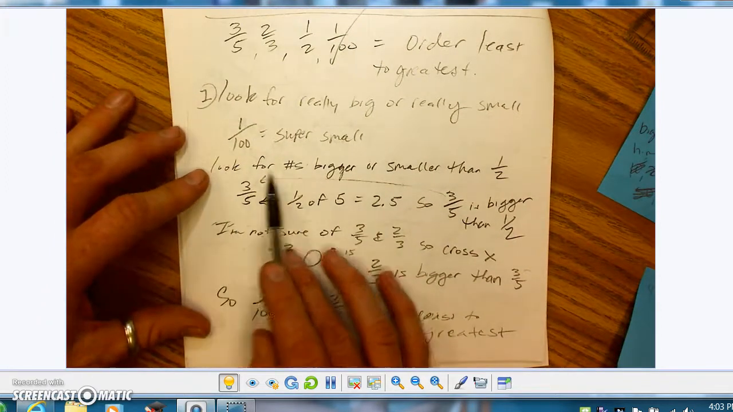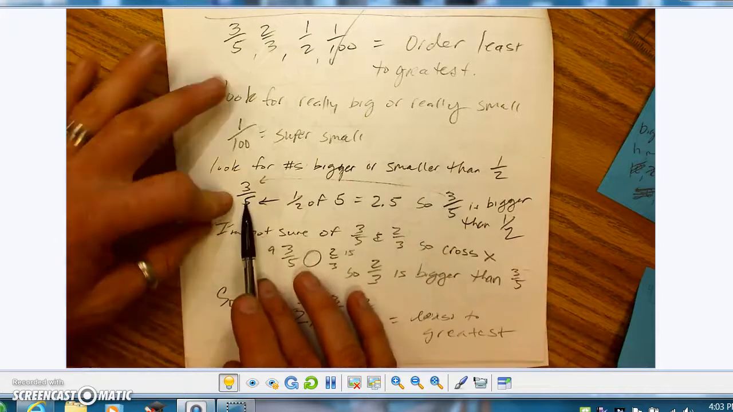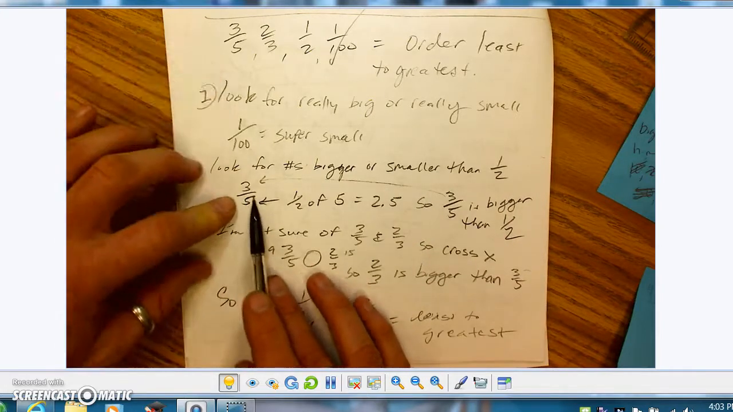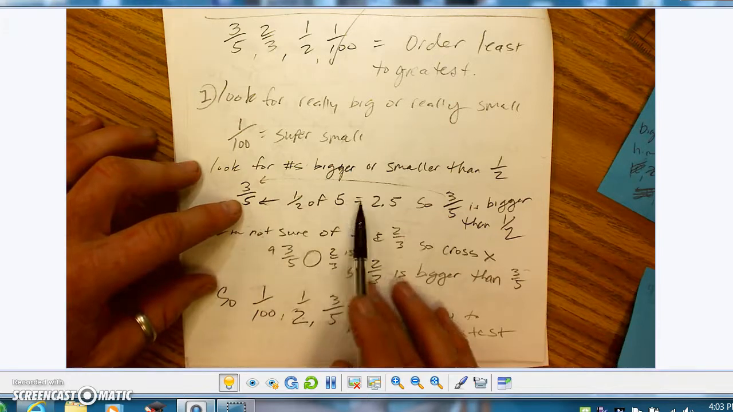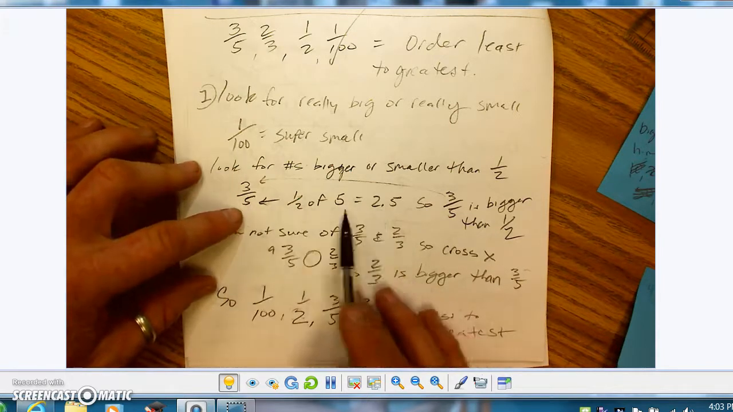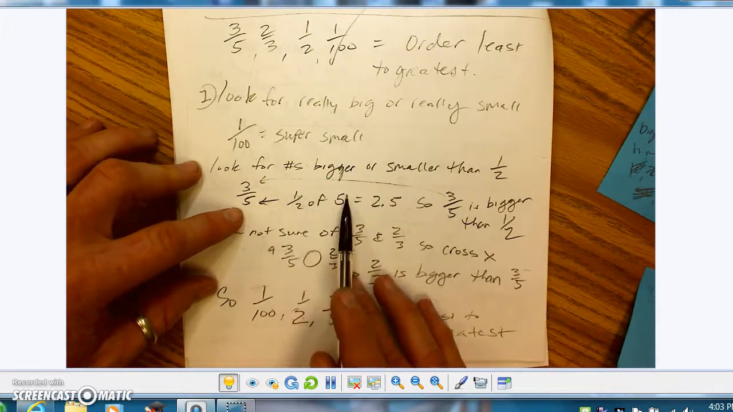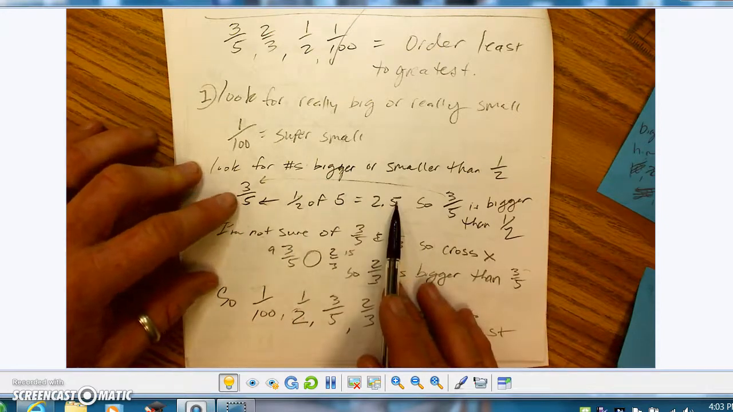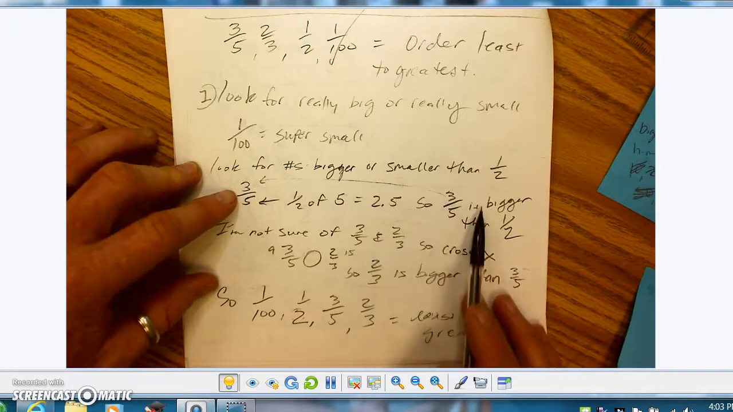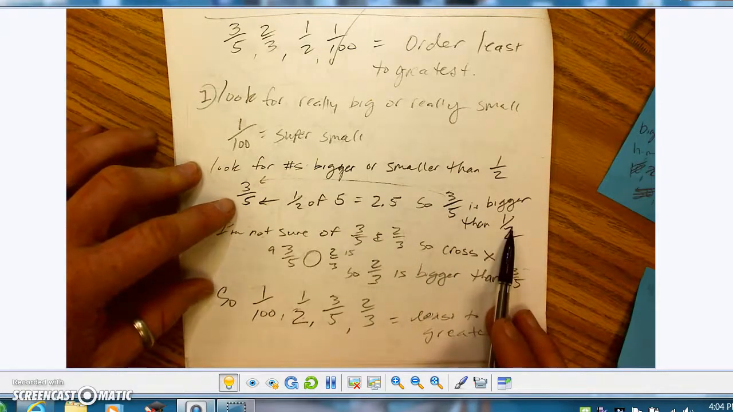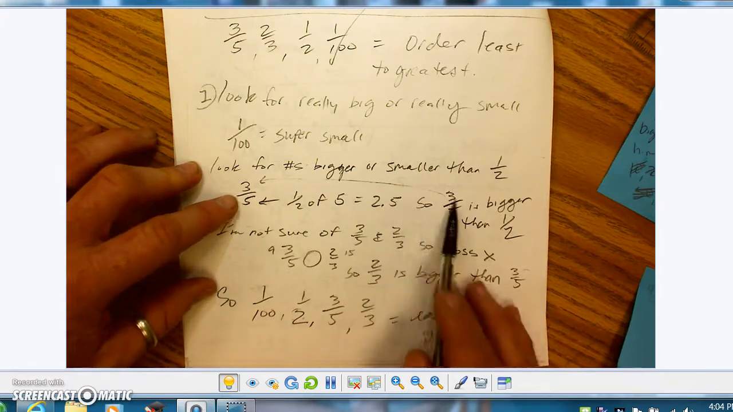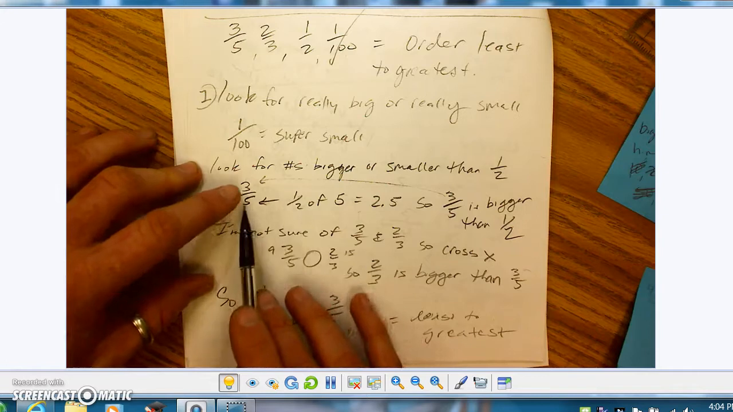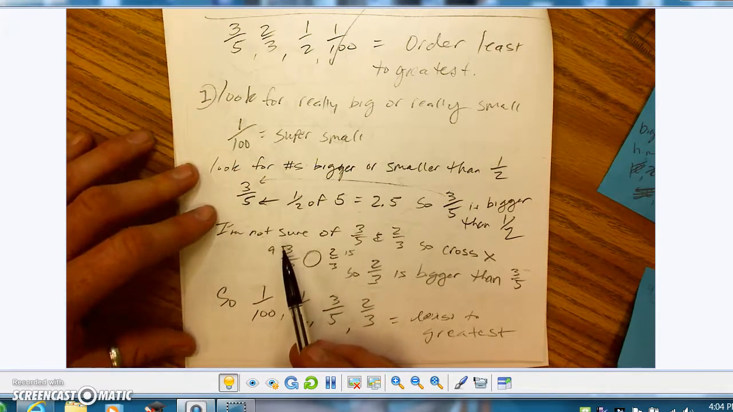Okay, so next I said, look for numbers bigger or smaller than 1/2. So this 3/5 popped up. I'm like, 3/5, you're kind of weird. Well, think about like 5 points. Like, what's half of 5? 2.5, right? Or 50 cents, 25 cents. Anyways, half of 5 is 2.5, and we have a 3 as a numerator. And so I said, well, 3 is bigger than half. You get that? 3 is bigger than half of 5. Half of 5 is 2.5, so 3 is a little bit bigger. So this means that 3/5 is bigger than half.